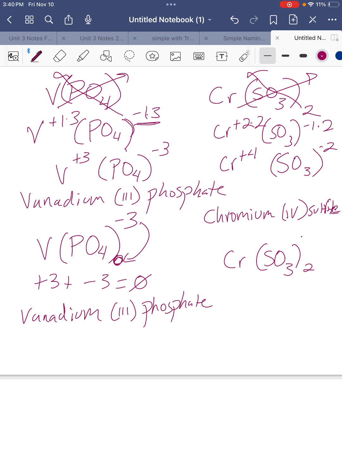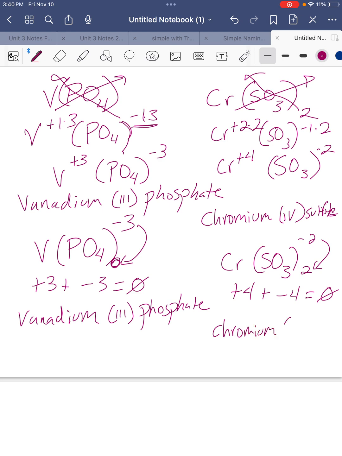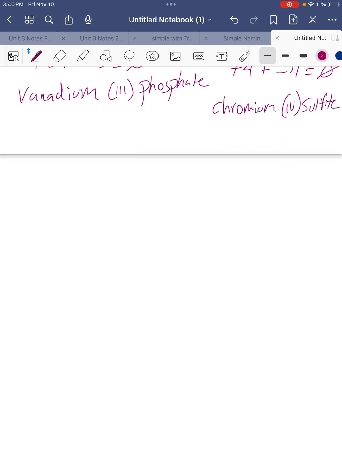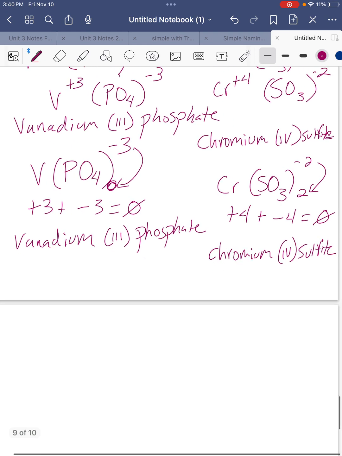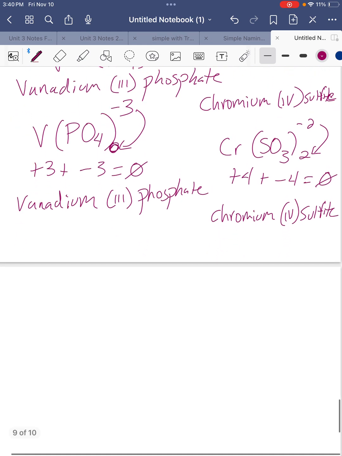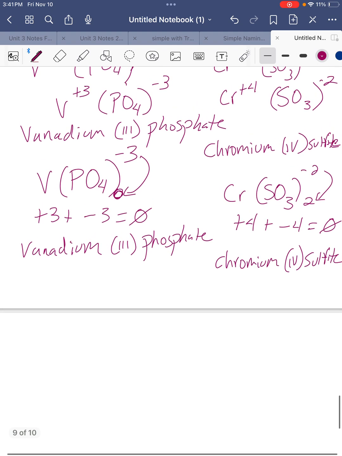Okay. All right, and again, if I wanted to do this in the charge analysis method, sulfite's -2. I have 2 of them, so that gives me -4. Chromium must be +4 to give me 0, and I only have 1 chromium. So chromium 4 sulfite still. Okay, and there should be space there. I think that's pretty good. All right, so that's basically our process of dealing with more complex ionic compounds with polyatomic ions.